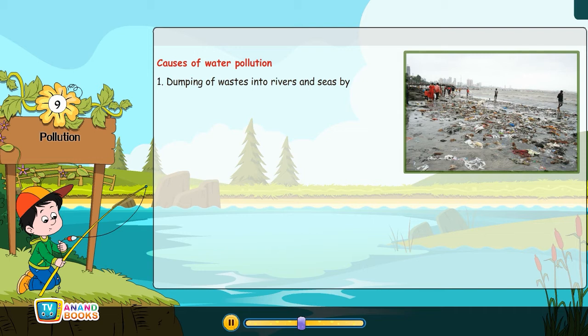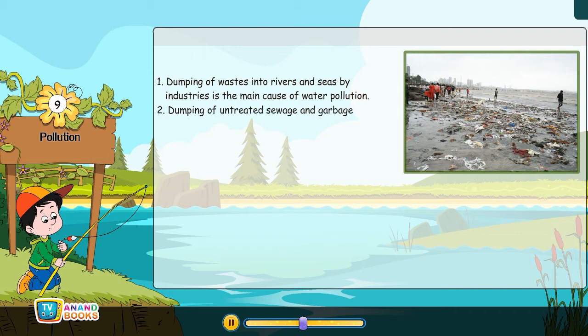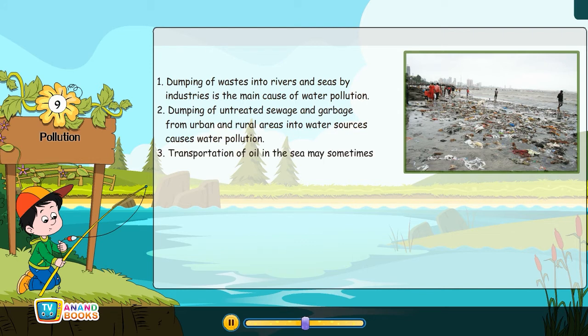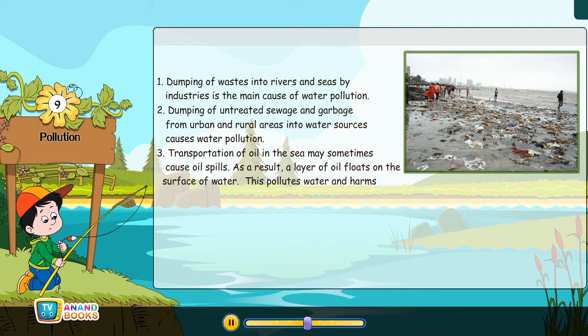Causes of water pollution. Dumping of waste into rivers and seas by industries is the main cause of water pollution. Dumping of untreated sewage and garbage from urban and rural areas into water sources causes water pollution. Transportation of oil in the sea may sometimes cause oil spills. As a result, a layer of oil floats on the surface of water. This pollutes water and harms aquatic life.